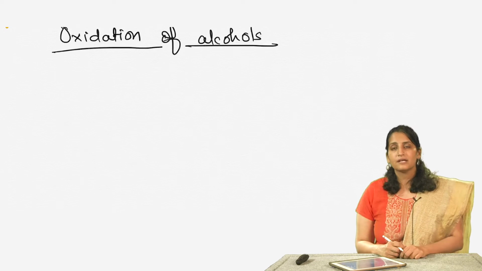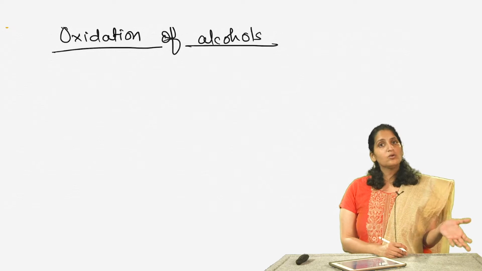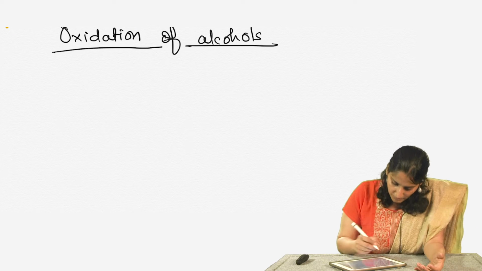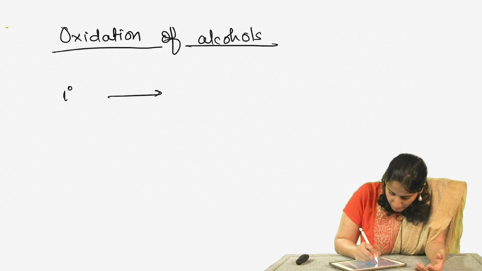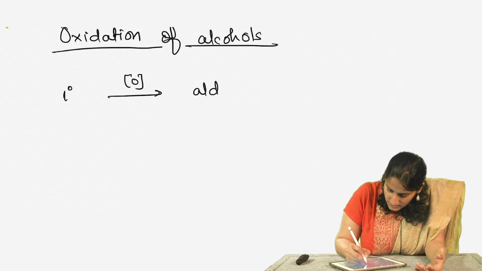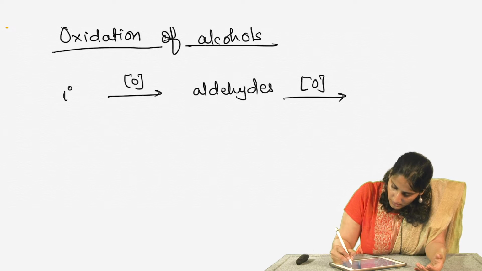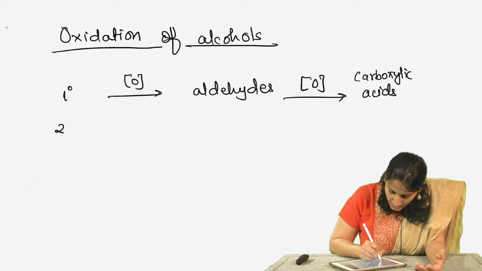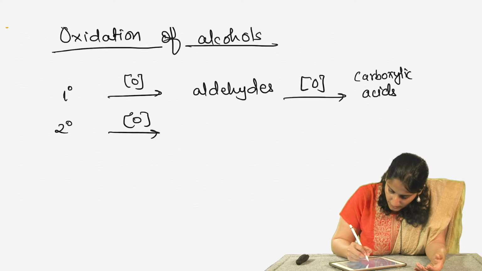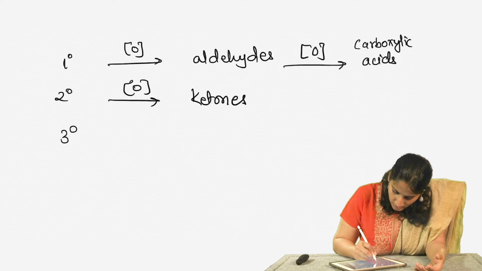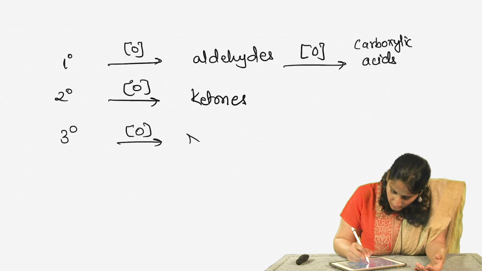on the experimental conditions of course, whereas secondary alcohols only go up to ketones and tertiary alcohols cannot be oxidized. So, I am going to write this down. Primary upon oxidation will give you aldehydes, which upon oxidation will give you carboxylic acid. Secondary upon oxidation will give you corresponding ketones, whereas tertiary, no reaction.